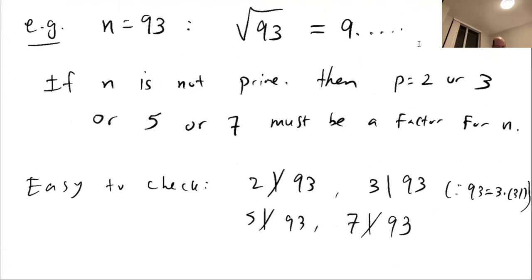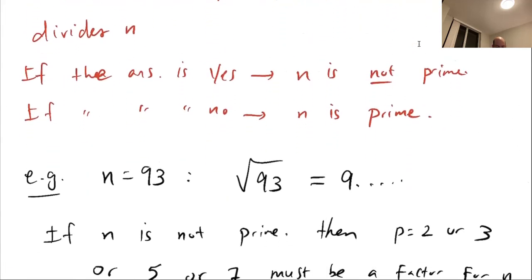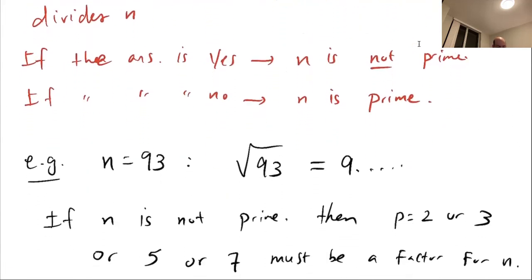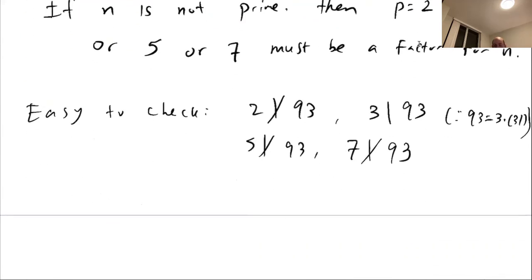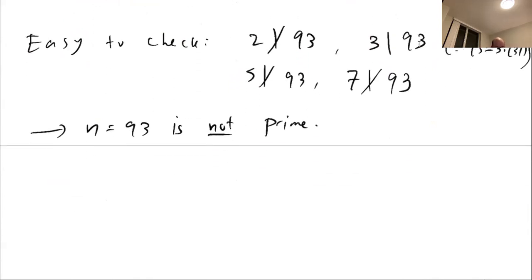So that means one of these 4 candidates divides 93. We said that if one of the numbers divides, then n is not prime, because of course it has a factor other than 1 and itself, which is 3, and 3 is not 1 or 93 itself. That means 93 is not prime. But let me give another example, let's say 97. What about 97?